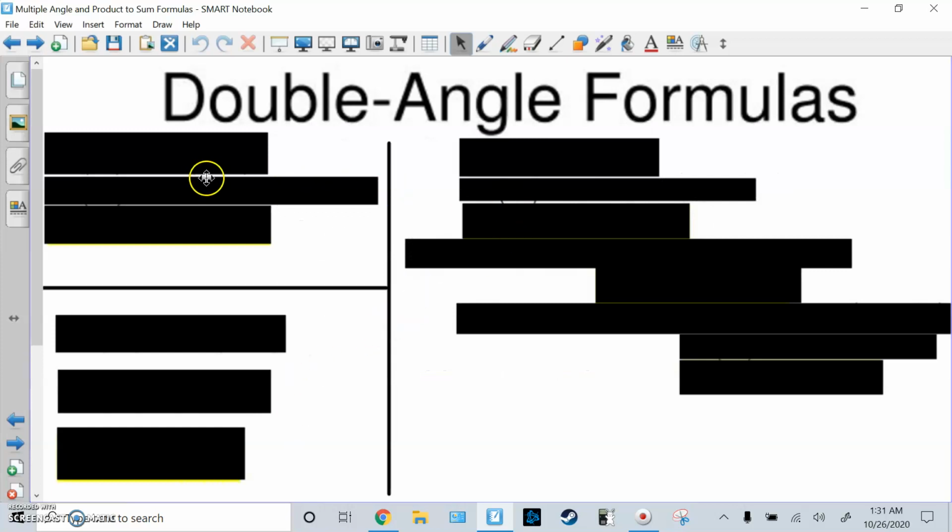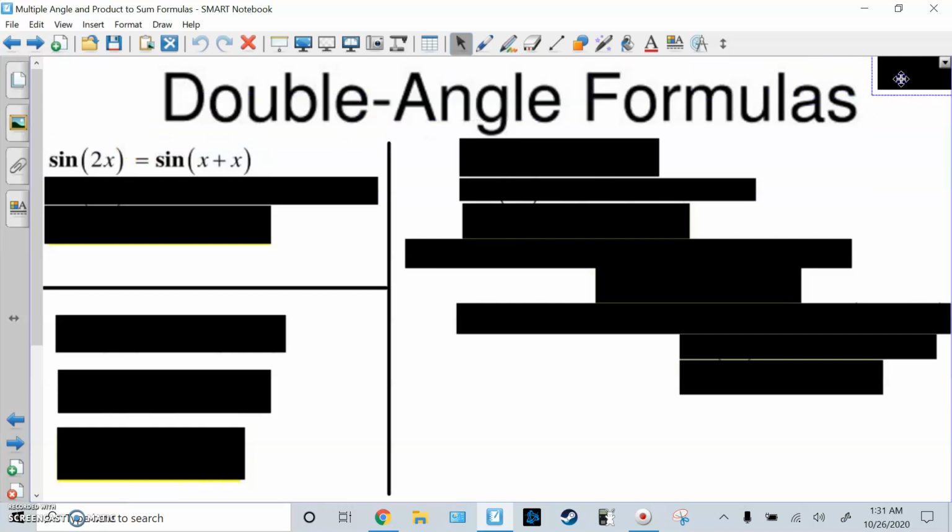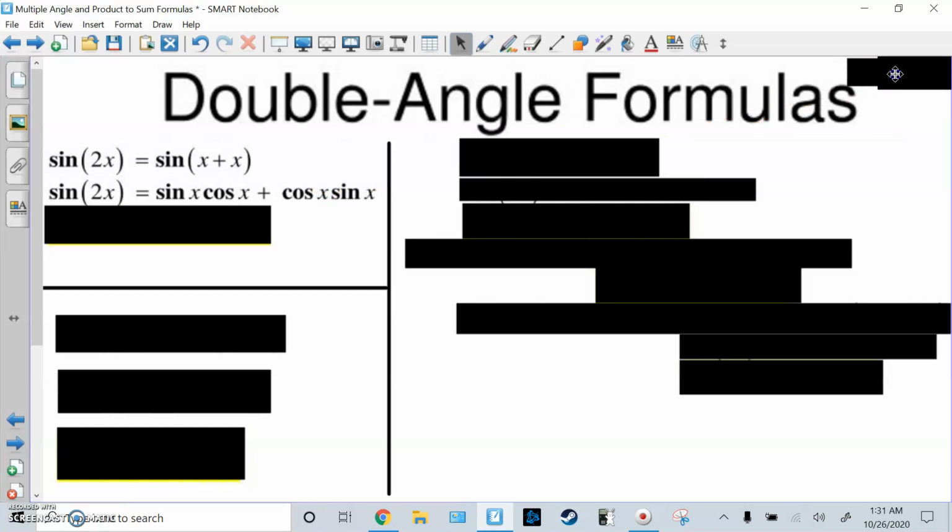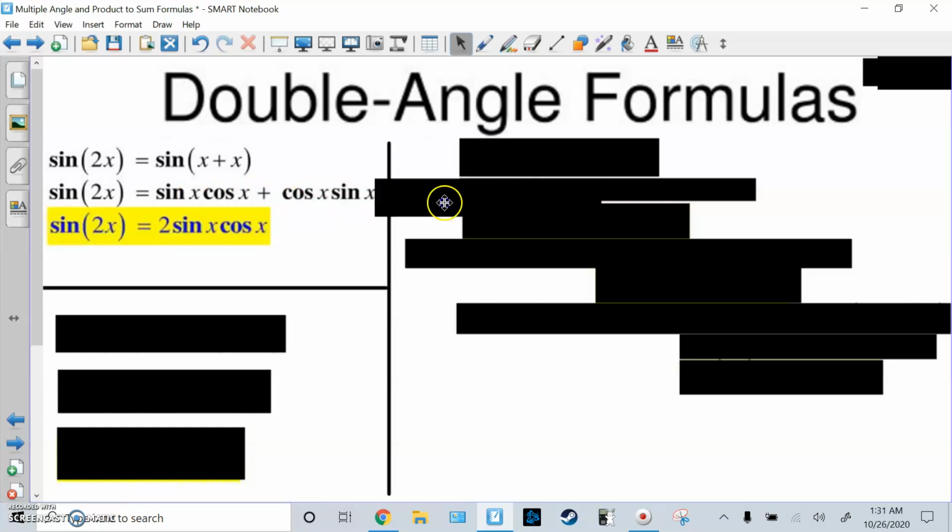A double angle is twice an angle. We have three of these. So let's talk about sine of 2x. Well, that's the sine of x plus x. The last video showed you about the sum and difference formulas. So let's do the sum formula. That's sine of the first times cosine of the second plus cosine of the first times sine of the second. That's the same thing, so it combines as 2 sine x cos x.